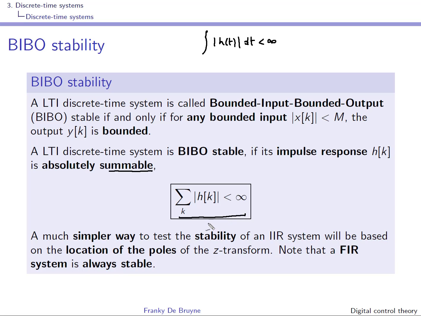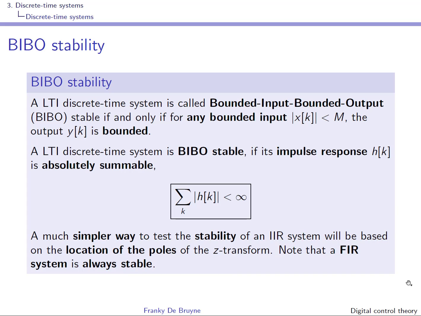The integral has been replaced by a sum, and the variable t has been replaced by the index k. We have seen in last year's course that a much simpler way to test the stability of a continuous time system was to look at the location of the poles of the transfer functions in the Laplace domain. If all the poles are to the left of the imaginary axis, the system is stable.